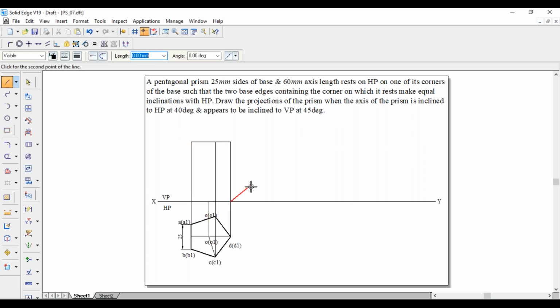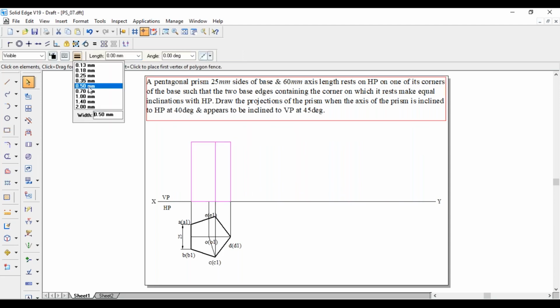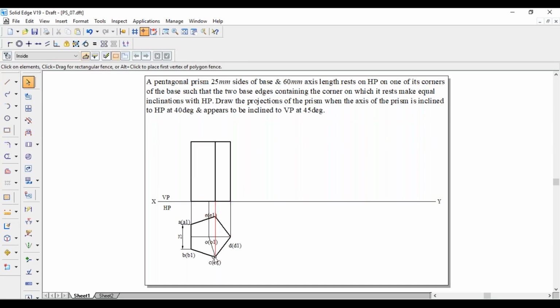And all these edges are visible. Make them dark, because this edge is visible compared to this one, both are coinciding, so the first preference goes to visible edges. Now the axis is not coinciding with any other edges, so show the axis with the help of a chain line.